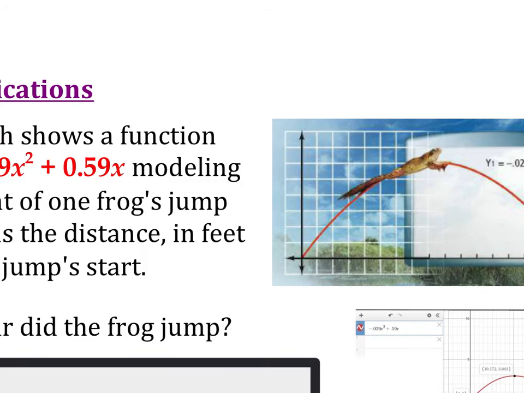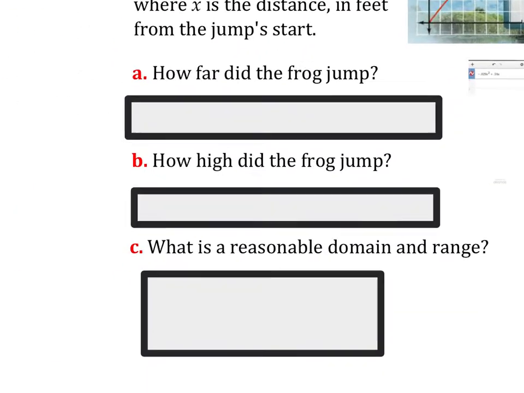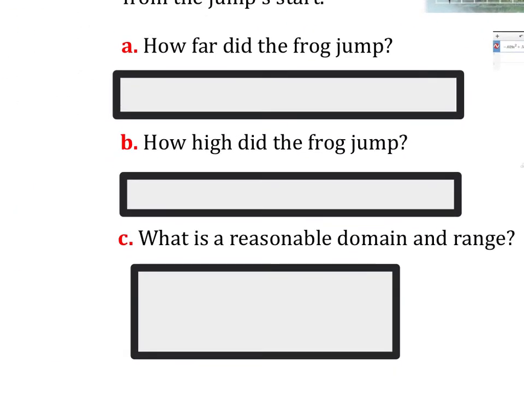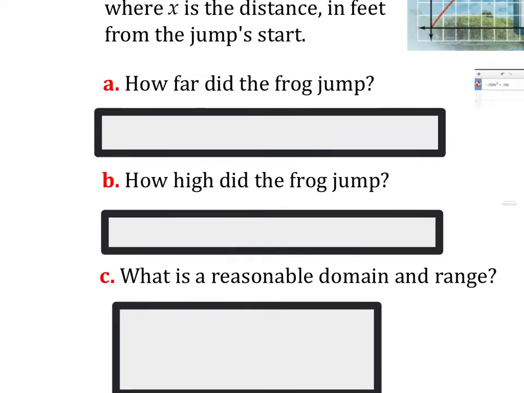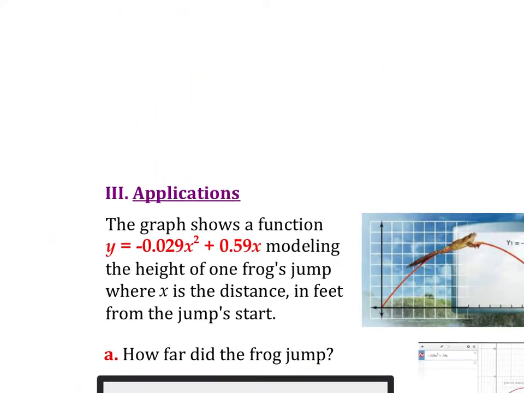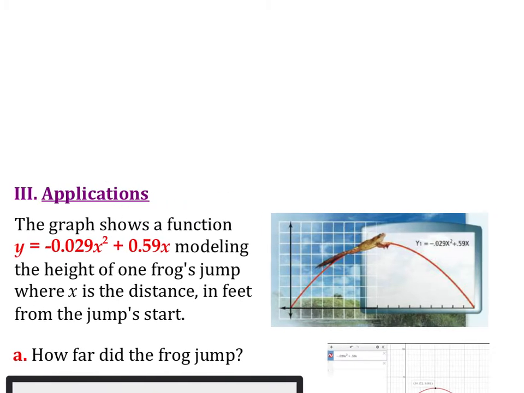So the questions that you're going to be asked almost every single time is, how far did the frog go, meaning when did it hit the ground? How high did the frog jump, aka vertex? And what's a reasonable domain and range? And we'll discuss that here in just a second. So first, let's go ahead. Let's figure out how far did this thing jump.